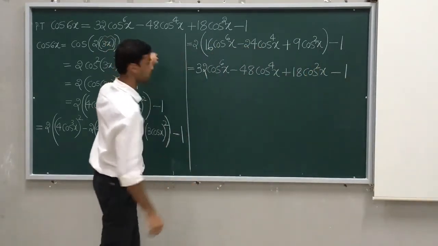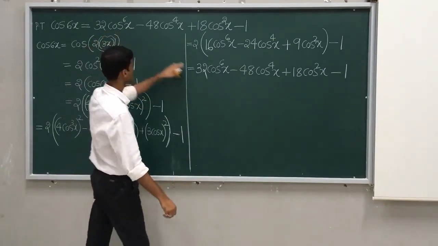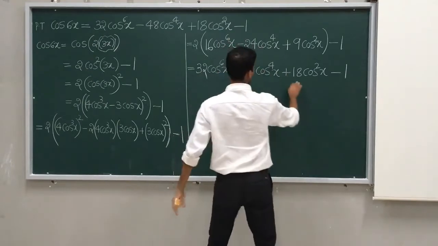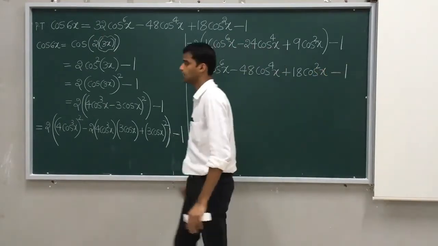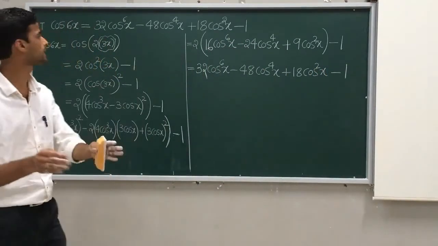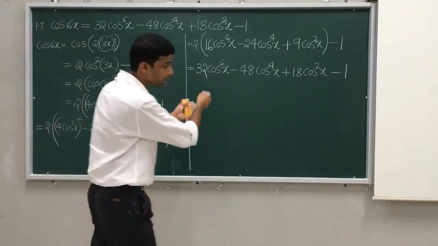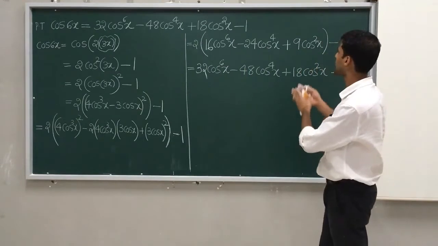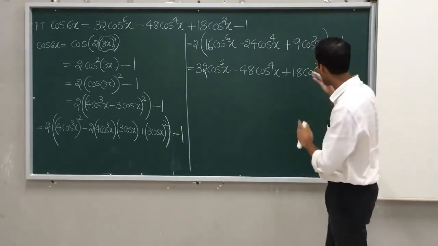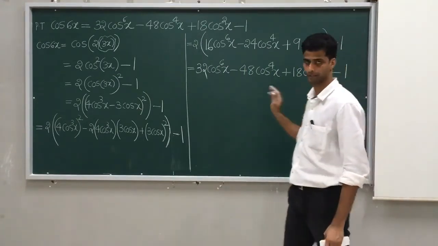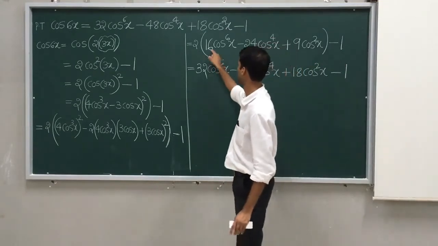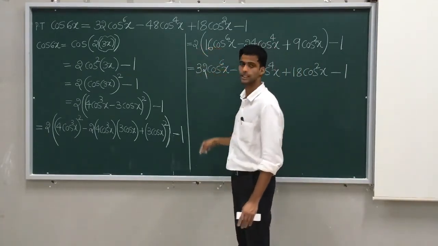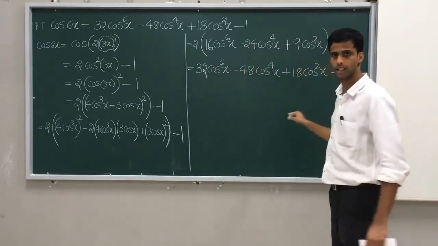I guess we got that destination: 32 cos raised to 6x minus 48 cos raised to 4x plus 18 cos square x minus 1. So with this we proved that cos 6x is nothing but 32 cos raised to 6x minus 48 cos raised to 4x plus 18 cos square x minus 1. So I did a silly mistake here. That is okay, just take care of this. 16 times 2 is 32. With this we got the answer in the simplest form.